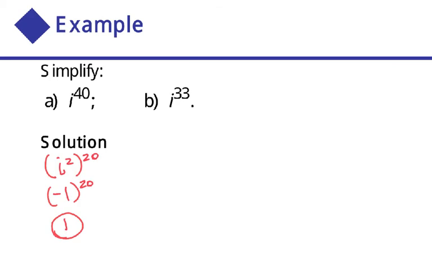Here we have i squared to the 16th power, because the closest thing we have to an even number is 32, but we have another i left over. Well, i squared is negative 1 to the 16th power times i. A negative number taken to an even power gives you a positive number. So we have positive 1i, or just i.